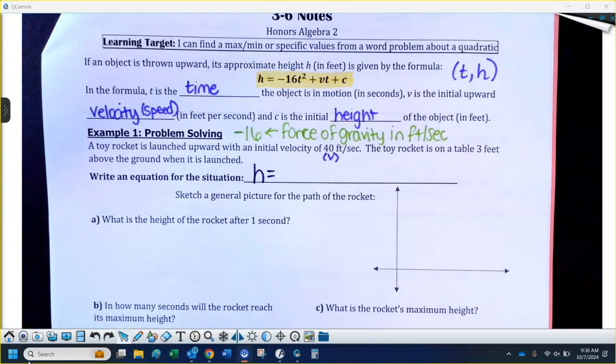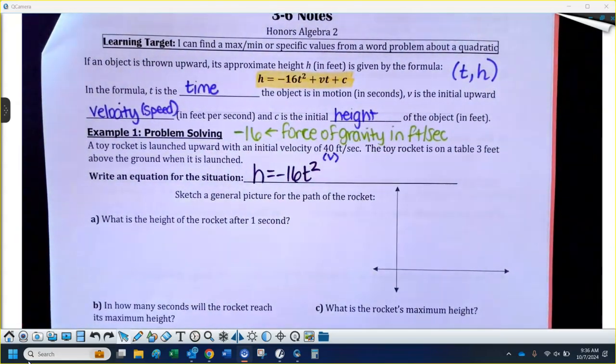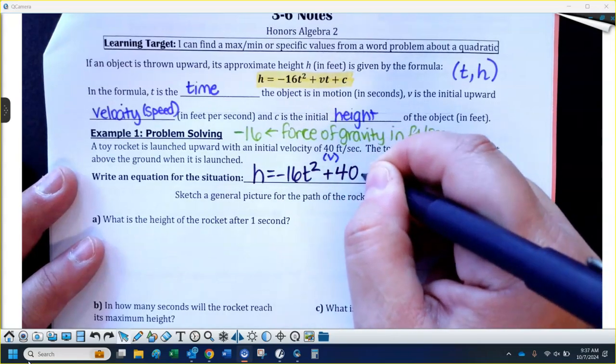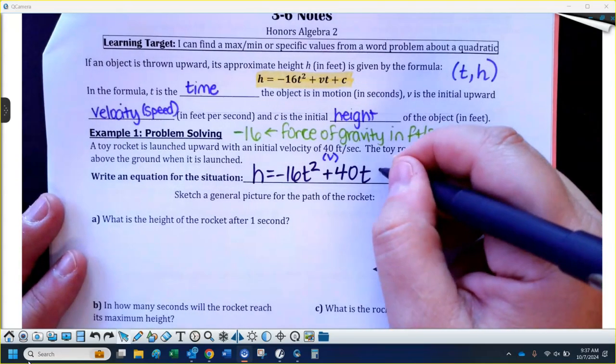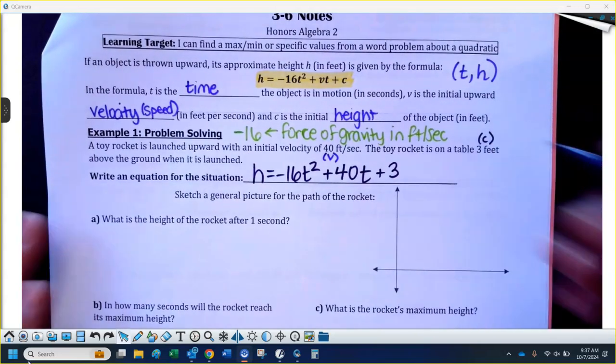So the height of the toy rocket is negative 16t squared. The height is going to be that 16 is the gravity. And then the middle term is just to substitute in the 40 feet per second. That also has a t attached to it, but that one's not squared. And if I launch the toy rocket off a table that's 3 feet above the ground, what is my c value? The 3. That's all that is. So if you're not launching it from the ground, that initial height, that's your c value.